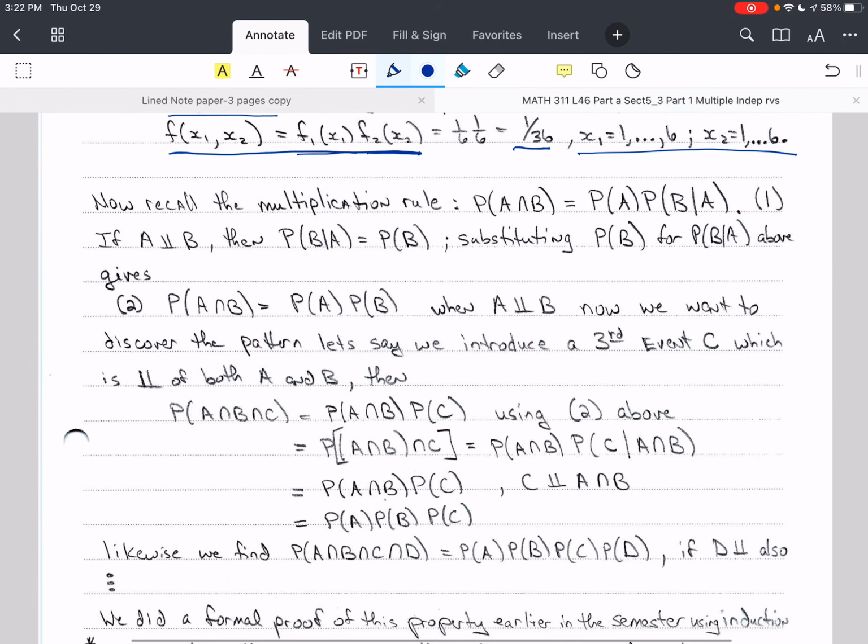So earlier in the semester, I believe back in chapter 1, we talked about the multiplication rule for events. And we said that for any two events, the probability that events A and B occur together is the probability of A times the probability of B given A. Now this is one way to write this.